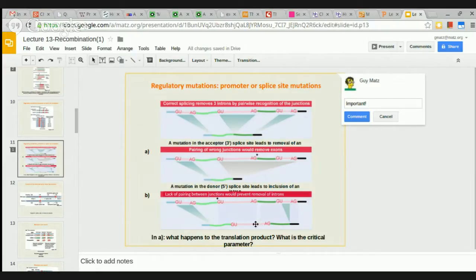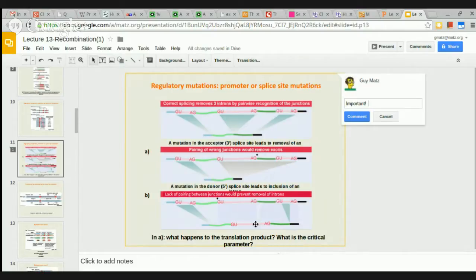So what's the consequence of that? Well, let's first talk about the second situation. What happens if a mature mRNA has an intron in it, as is shown here, for example? Well, we know that introns are not coded sequences. So the same logic applies.